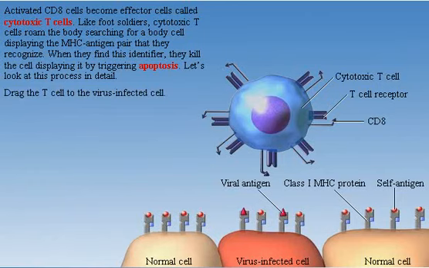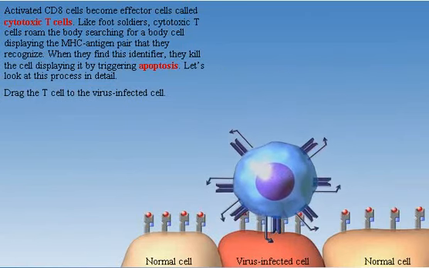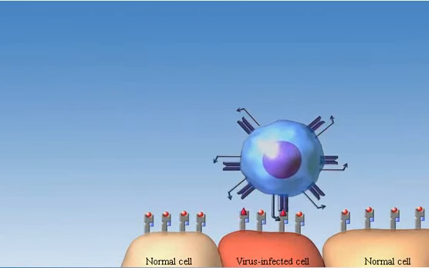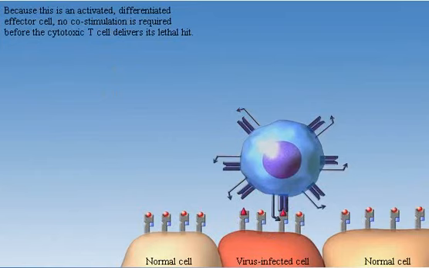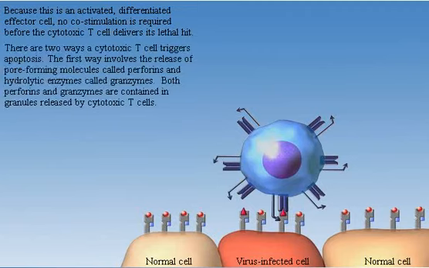Drag the T cell to the virus-infected cell. Because this is an activated differentiated effector cell, no co-stimulation is required before the cytotoxic T cell delivers its lethal hit. There are two ways a cytotoxic T cell can signal the infected cell to self-destruct. The first way involves the release of pore-forming molecules, called perforins, and hydrolytic enzymes called granzymes.